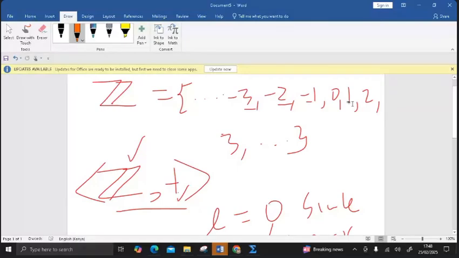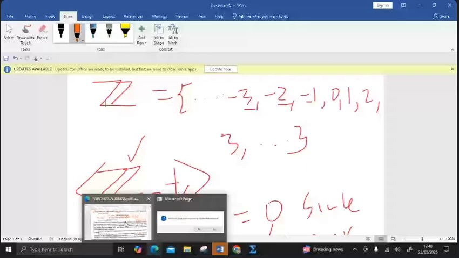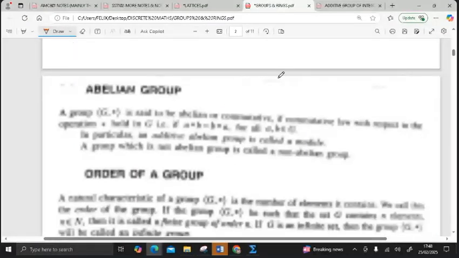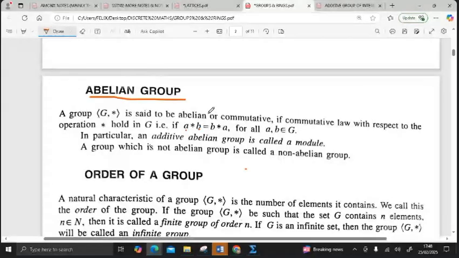But now the question is: is it an abelian group? The answer is yes, because -3 plus -2 is no different from -2 plus -3. It does not matter how you add integers. You will always have the same answer, whether 0 plus 1 or 1 plus 0, whichever starts. That is the commutativity property. And therefore, the set of integers equipped with plus is an abelian group.